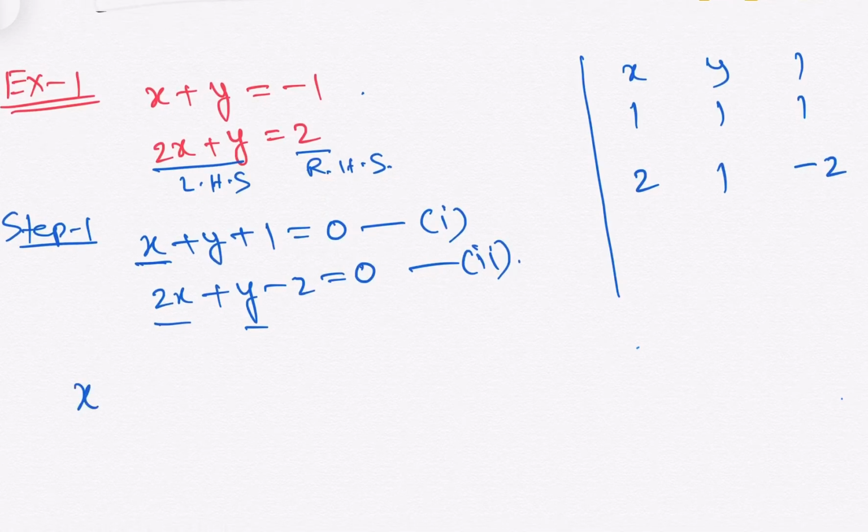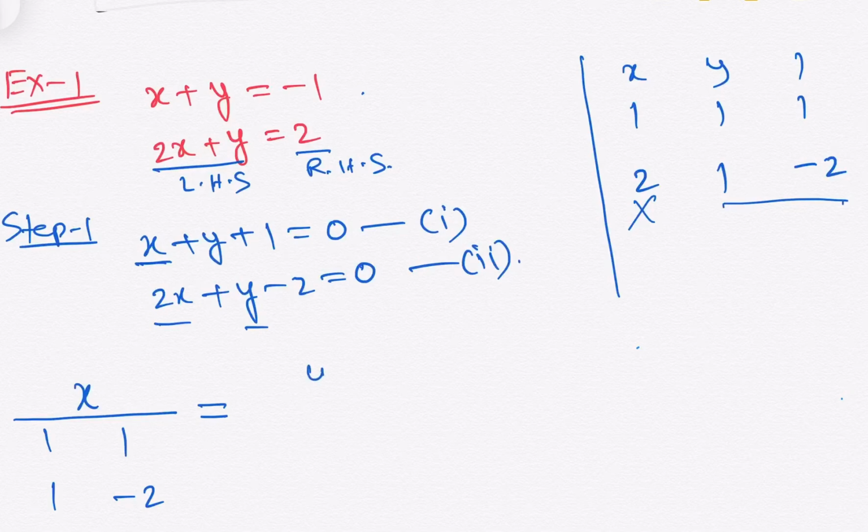Now you write this step: x divided by. When we deal with the x part, we don't consider the x column, we only consider these two columns, the y variable part and the constant part. So we write the y variable part 1 and then the constant part, which is 1 and minus 2. After that you write the equal sign. Now the x part is complete, then you calculate the y variable part.